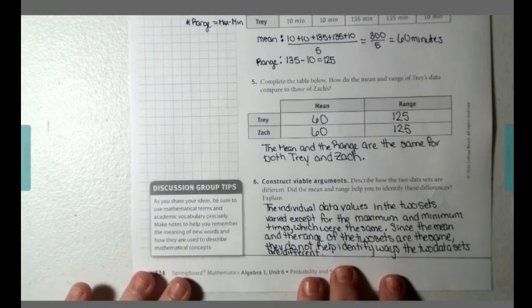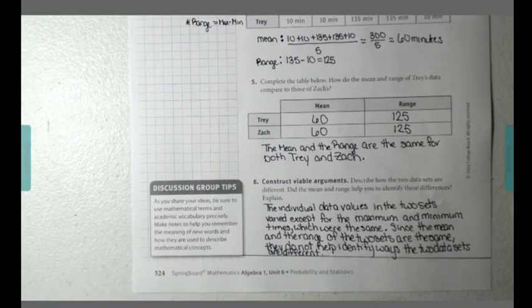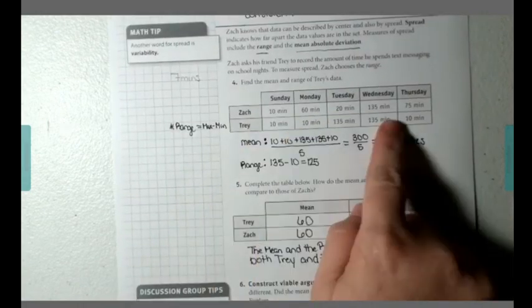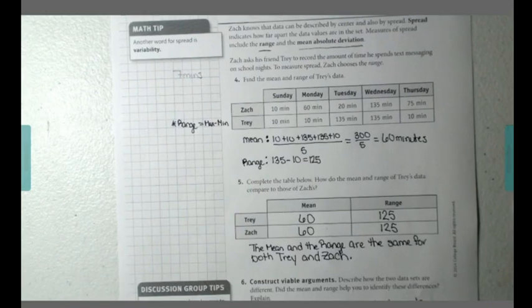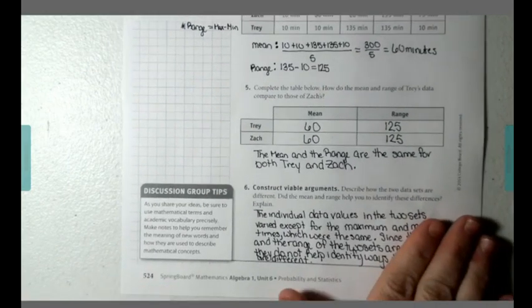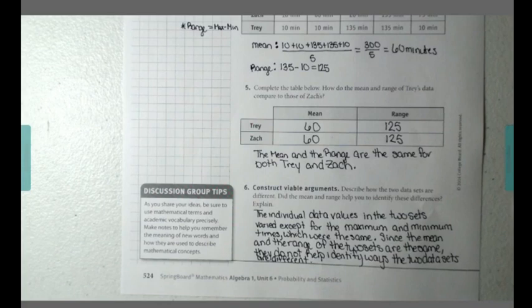So number 6 asked, describe how the two data sets are different. Did the mean and the range help you to identify these differences? And explain. We know that the data sets are not the same because if we look at them, they've got a variety of numbers here. However, with the mean being the same and the range being the same, that information does not help me determine that these two data sets are different. On to your debriefing question.